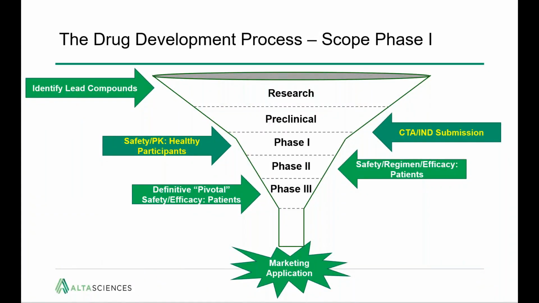The typical drug development process consists of various phases with key regulatory milestones throughout. Today's focus will be on the important transition from the preclinical phase to phase 1 clinical work. In this transition, the CTAs, or clinical trial applications, or IND, investigational new drug applications, are compiled and submitted for regulatory review prior to the commencement of human clinical trials.